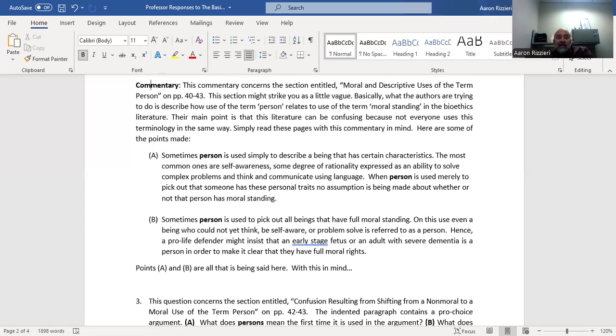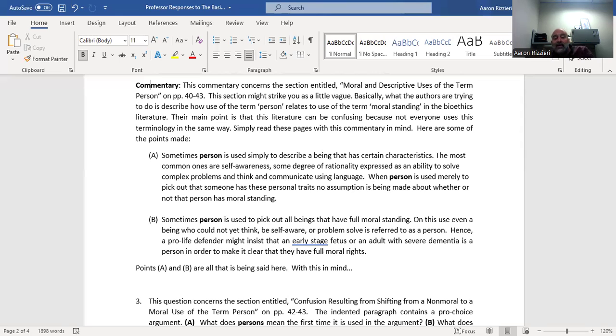Point A, sometimes person is used simply to describe a being that has certain characteristics. The most common ones are self-awareness and some degree of rationality expressed as an ability to solve complex problems and think and communicate using language. When person is used merely to pick out that someone has these personal traits, no assumption is being made about whether or not that person has moral standing.